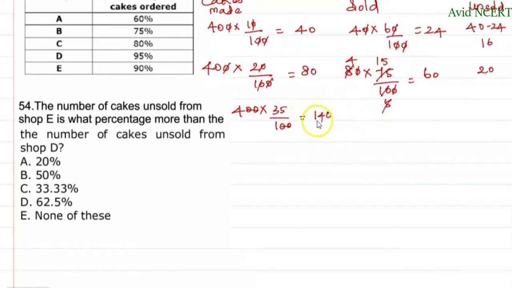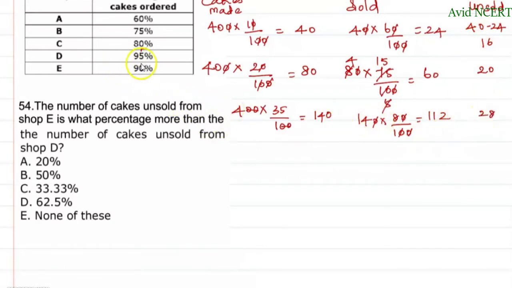And the cakes ordered from this shop are 80%, which means out of these 140, 80% of cakes were sold. The zeros cancel, so 14 times 8 is 112. So the number of unsold cakes here is 140 minus 112, which is 28.